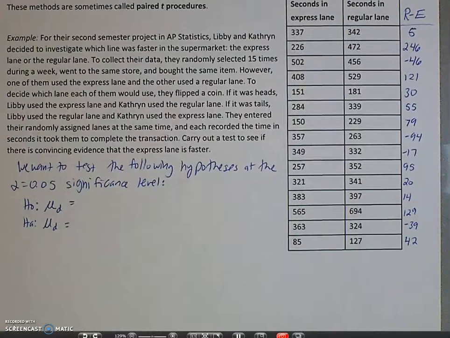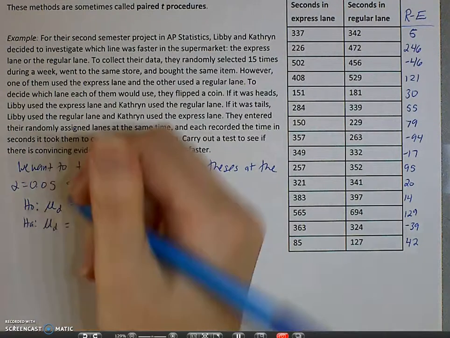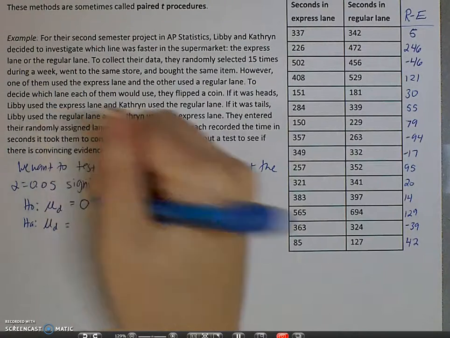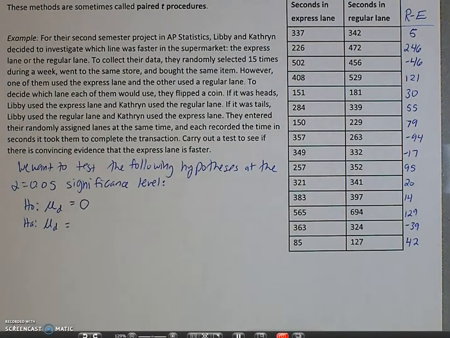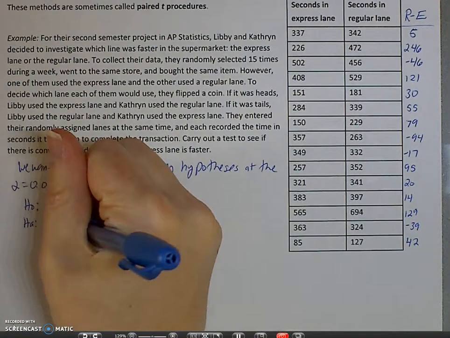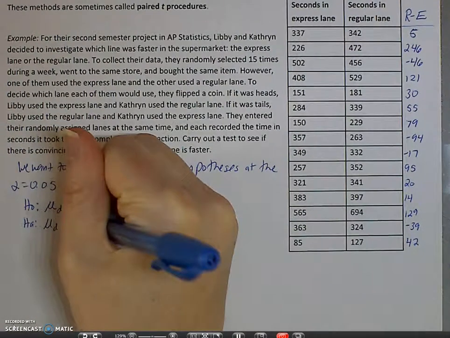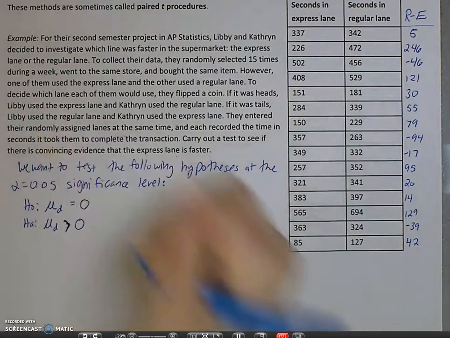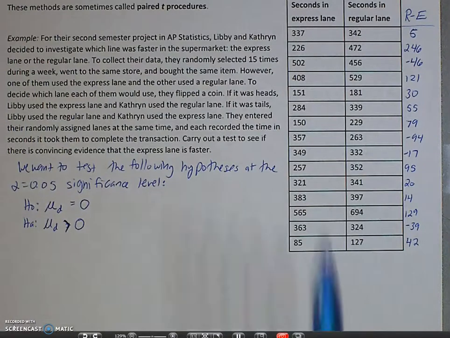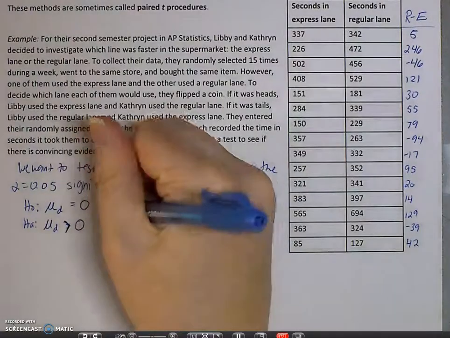Okay. Now, if we want to see if the express lane is faster, we're going to assume then our null is that they're the same. If they're the same, that means the difference between the two would be 0. Oh, I wrote the wrong symbol then, because this shouldn't be a greater or less or an equal to sign. Sorry. It should be a greater than 0. Now, why would it be greater than 0? Well, hopefully you'll see when we define our parameter.